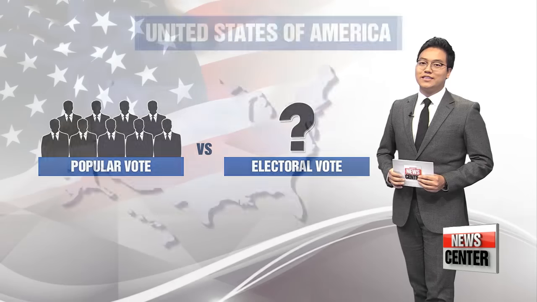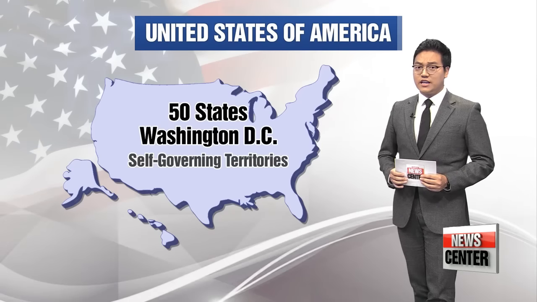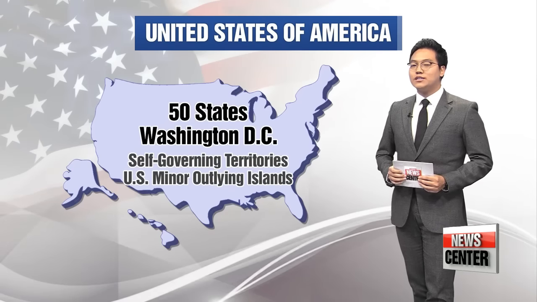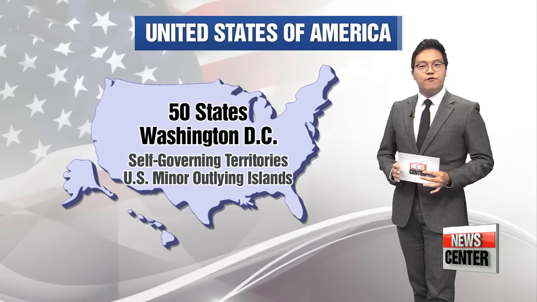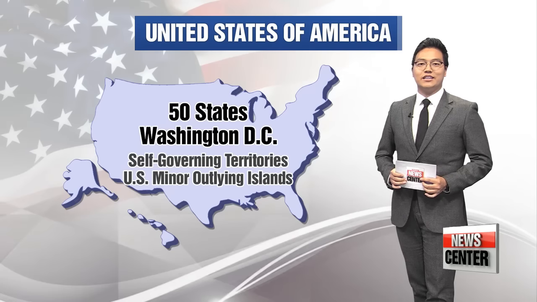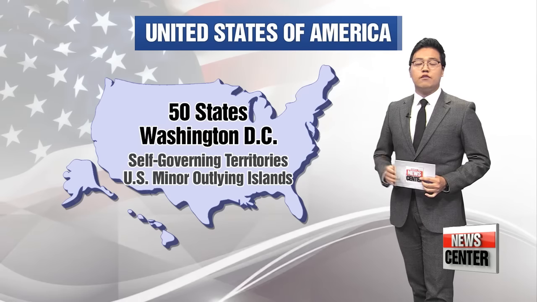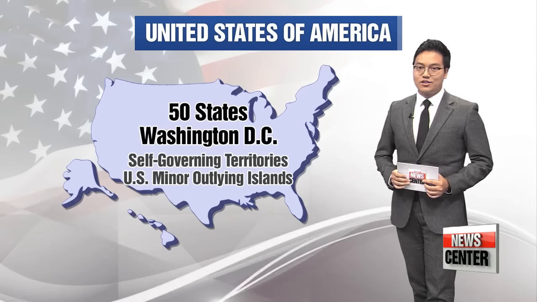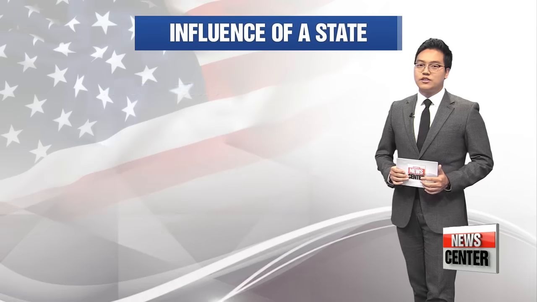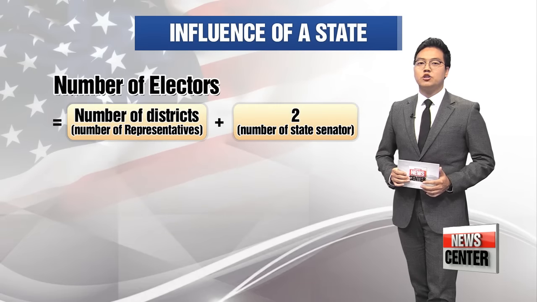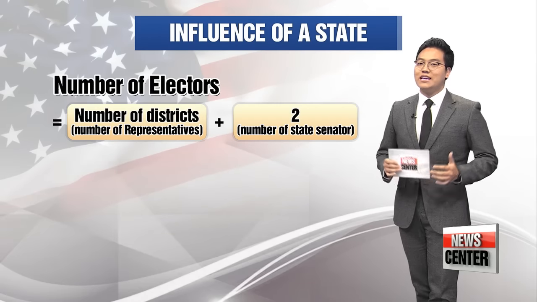In order to understand how the election in the US works, you need to understand that the US is a federation consisting of 50 states and Washington, D.C., with delegates representing each of those states. And the states are the most important factor determining the winner. The influence that a state has in the election is measured by the number of electoral votes it has.